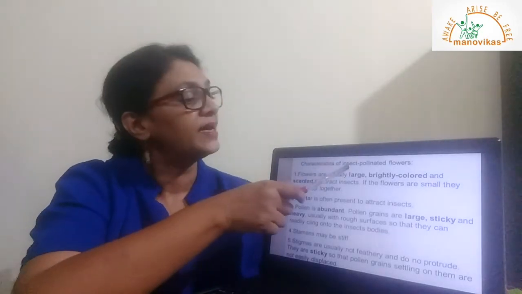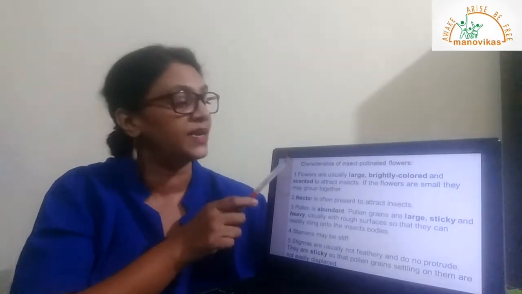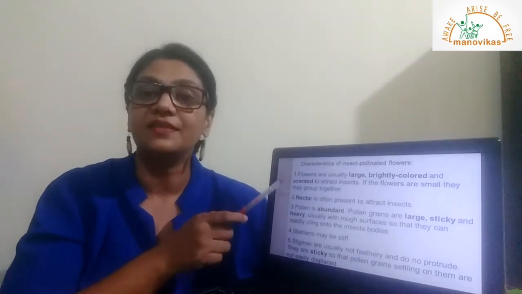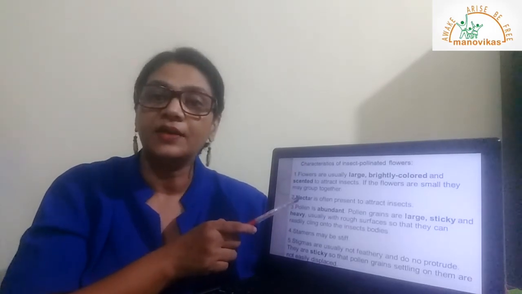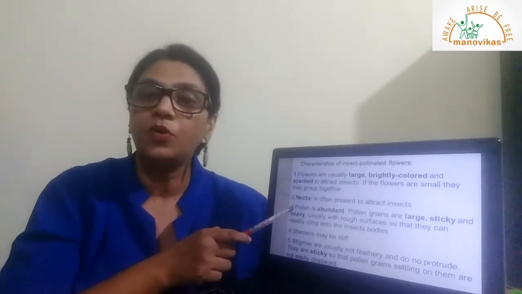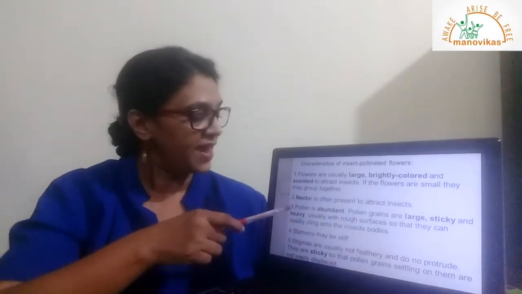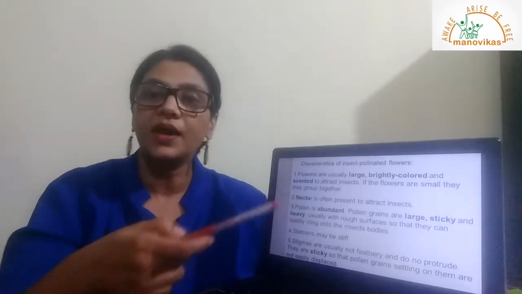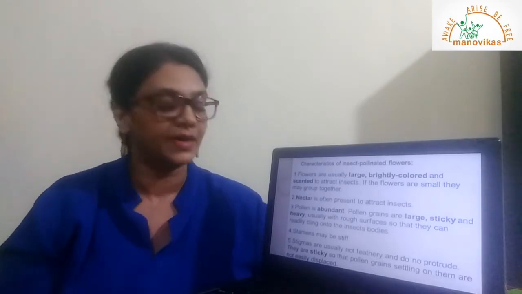Characteristics of insect pollinated flowers. The first one is the flowers are usually large and they are brightly colored. They also have a scent that attracts insects. Then these flowers also have nectar to attract the insects. The pollen grains on these flowers are large, sticky and heavy, usually with rough surfaces. Why a rough surface? So that they can get stuck to the body of the insect.